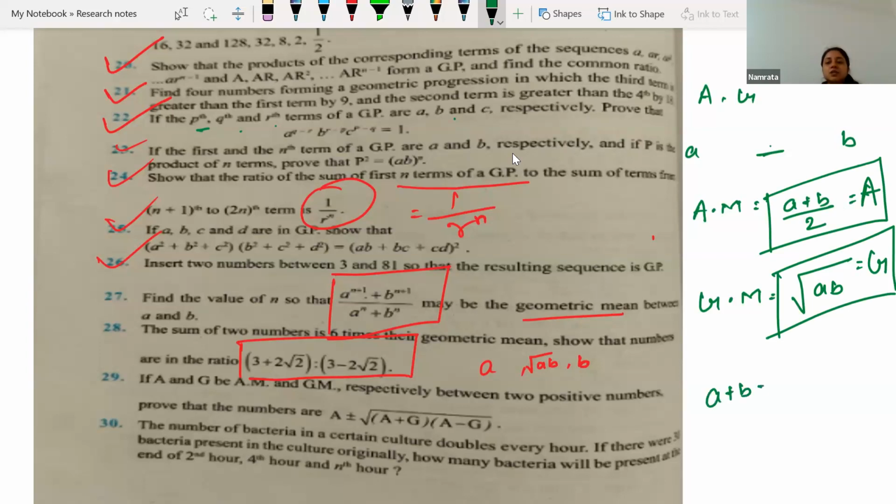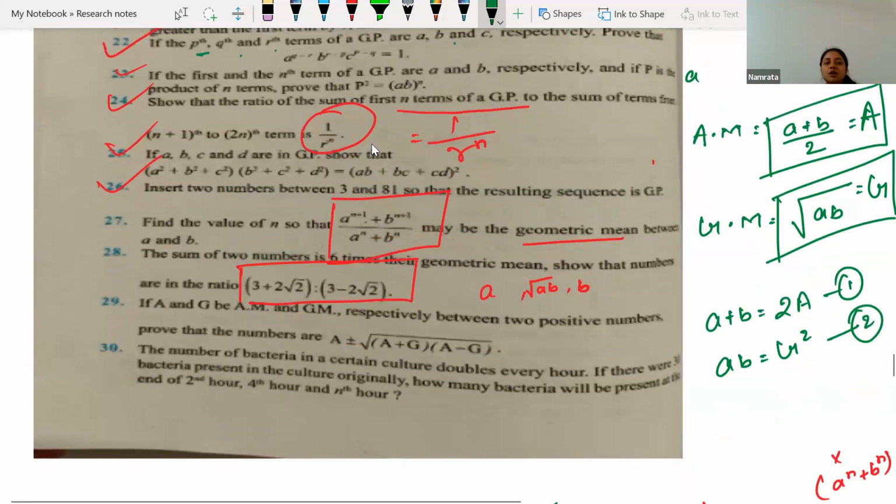So we know a plus b is 2A from equation number 1, and we also know ab is G square from equation number 2. Right, Lena? This much information we have. Yes, ma'am. This 2 we got from the rectangular box, right?